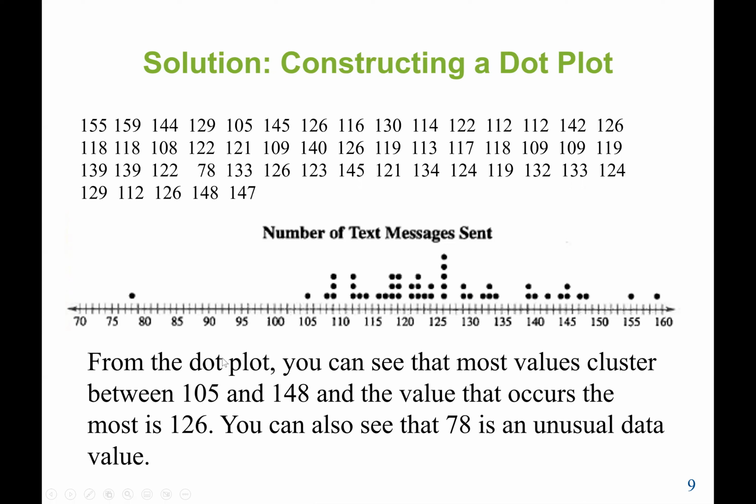So from the dot plot, you can see that most values cluster between 105 and 148. The value that occurs the most is 126, which is right here after 125. You can also see that 78 is unusual because it is way far away from the rest. So we may say this is an outlier, unusual compared to the rest of the values.